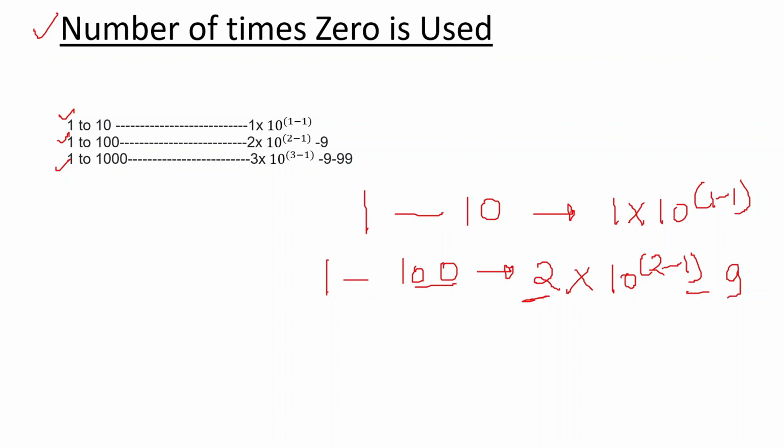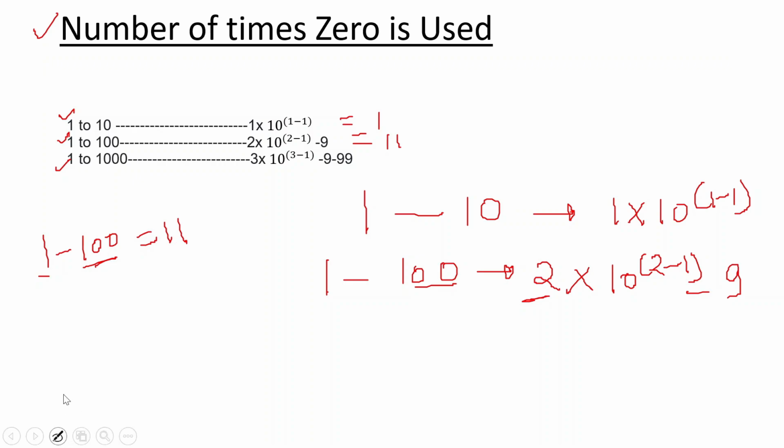Minus 9, not 99. This power will come 1, so I will write 19. I hope this got clear. So this is 1, and the value of this will be 20 minus 9, that is 11. So if you write numbers from 1 to 100, 100 is included, fine. 1 and 100 both are included here. So 11 times 0 will be used.